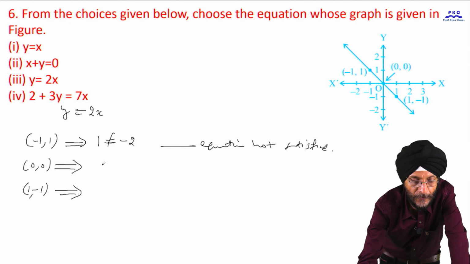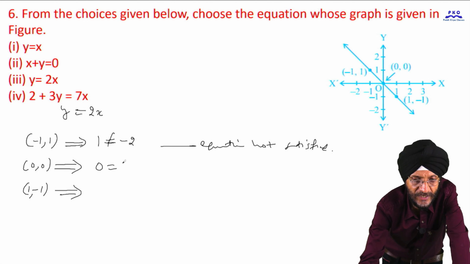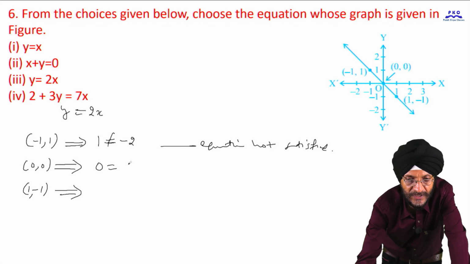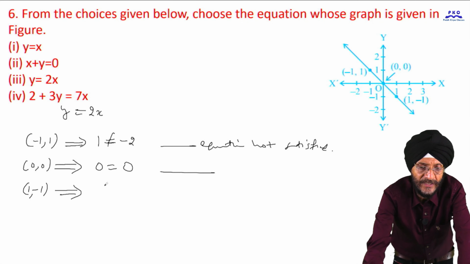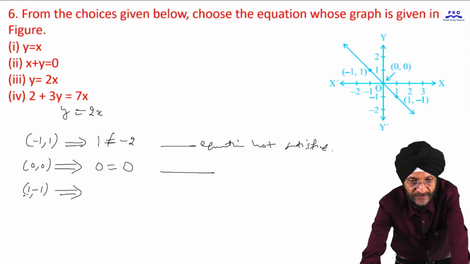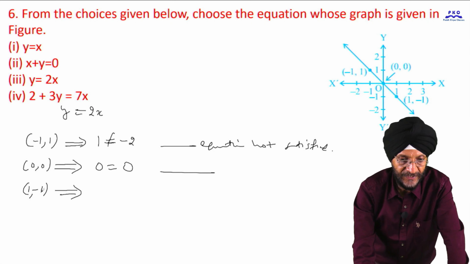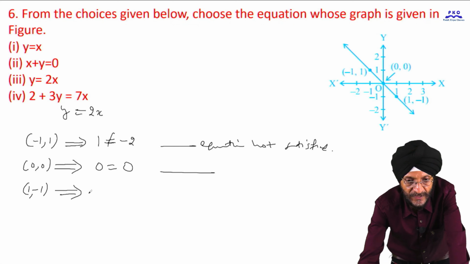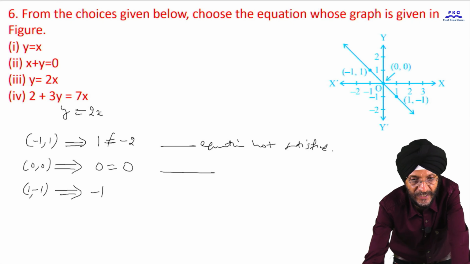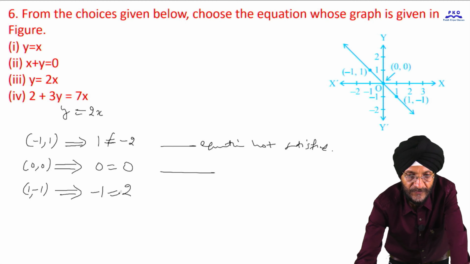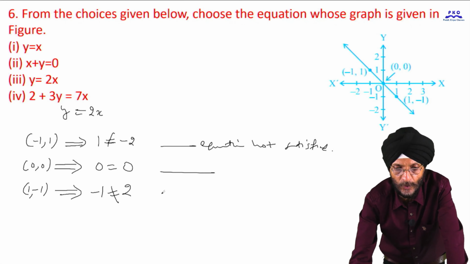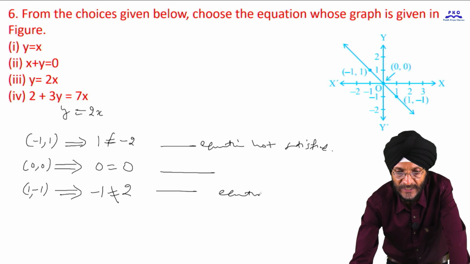Next is (0, 0). What is the value of y? 0. On the other hand, 2x also becomes 2 into 0, 0. Equation satisfied. Next is (1, -1). What is the value of x? 1. y is -1. On the other hand, 2 into x becomes 2. -1 is not equal to 2. Equation not satisfied.